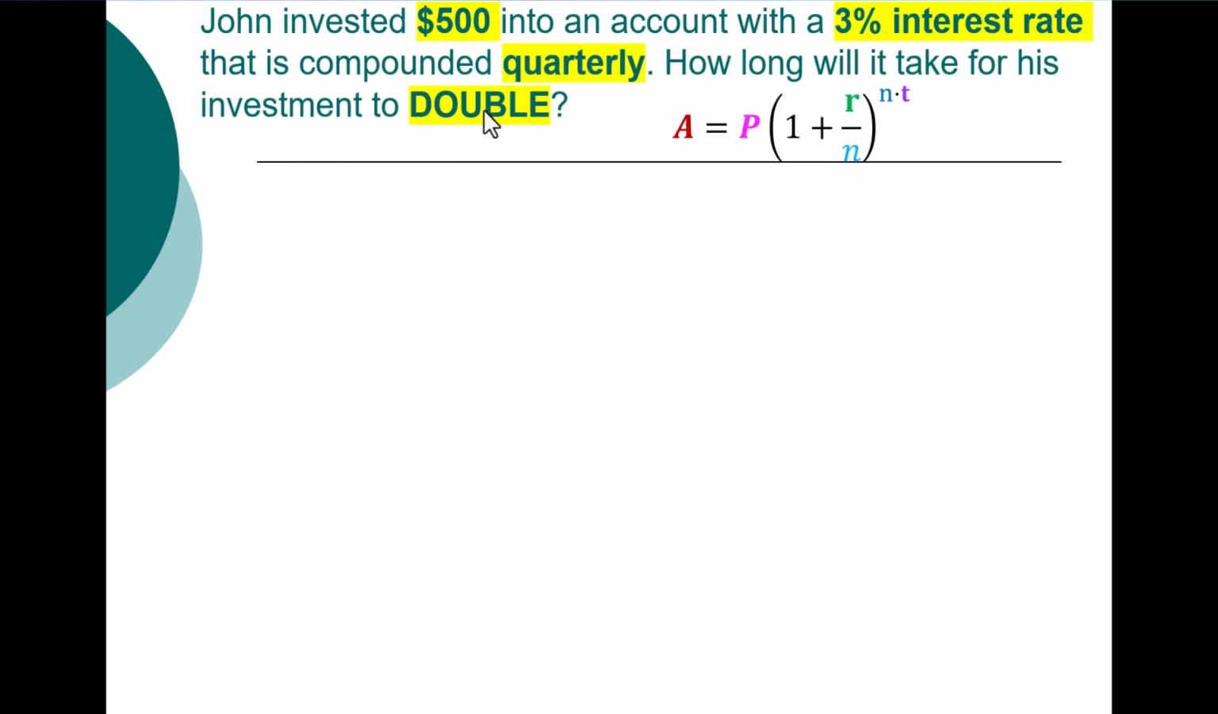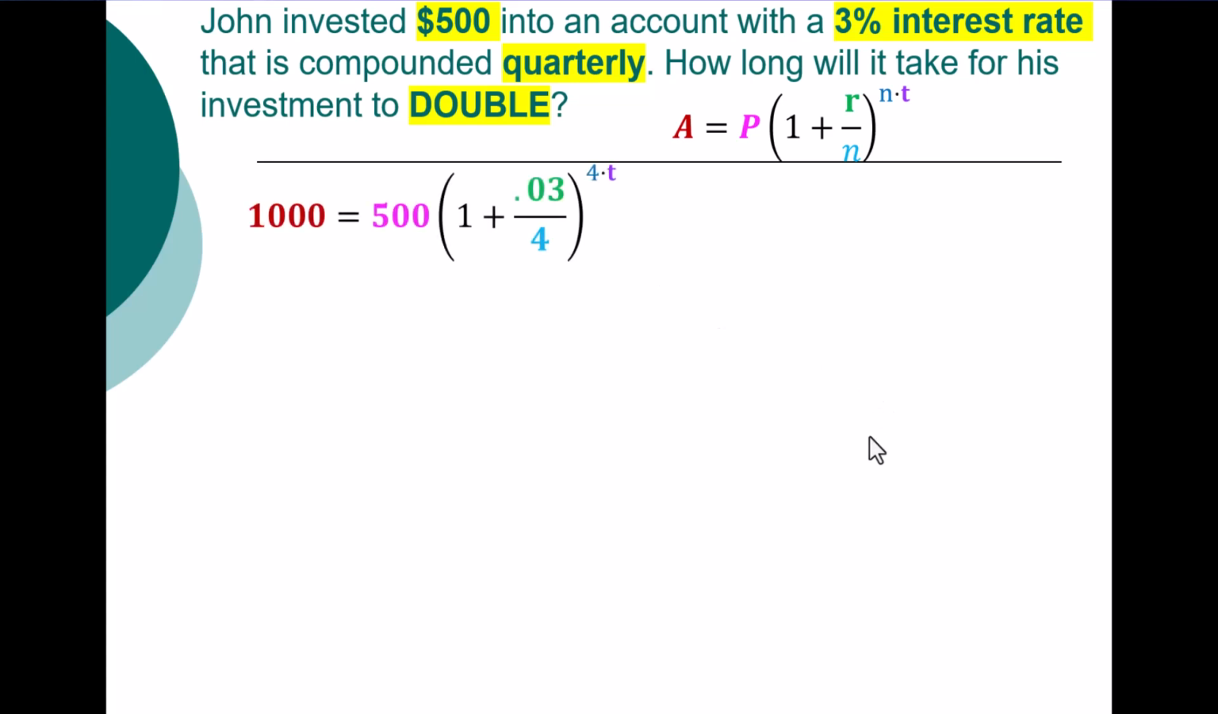We want to know how long it will take for his investment to double. Read through that carefully. We want to end up with an amount of double $500, so 500 times 2, that amount we're looking for is 1,000. Our interest is 3%, so change that to a decimal. Quarterly, our n is going to be 4.